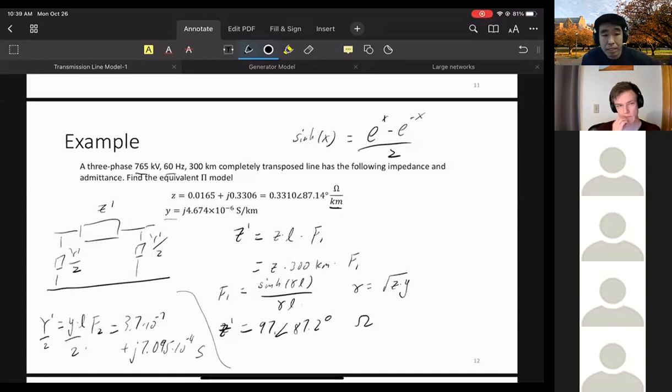Okay, so any other questions about this? So if not, we'll go to generator models.